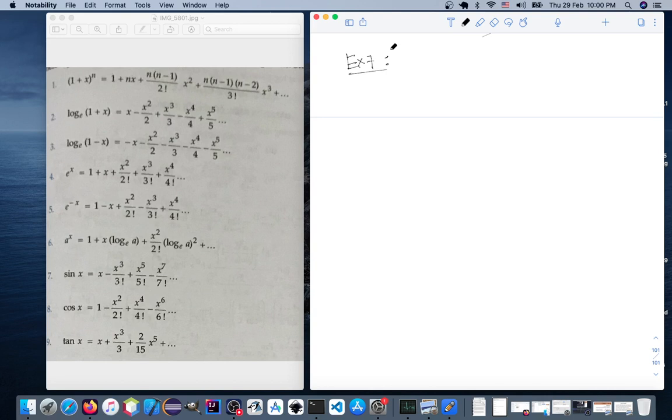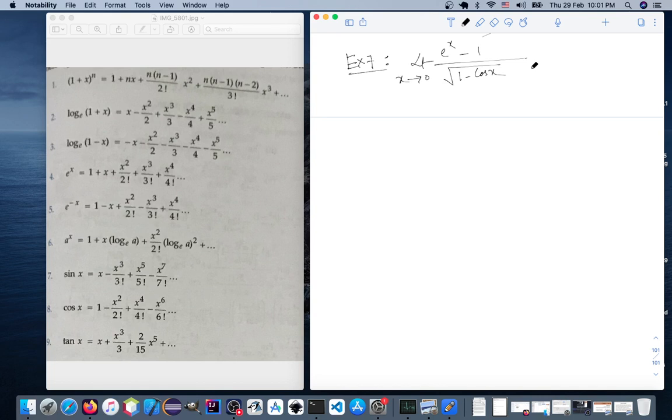The next problem says: limit x tending to 0, e to the power x minus 1 divided by root over 1 minus cos x. Root over 1 minus cos x. We know that 1 minus cos x is 2 sine square x by 2.